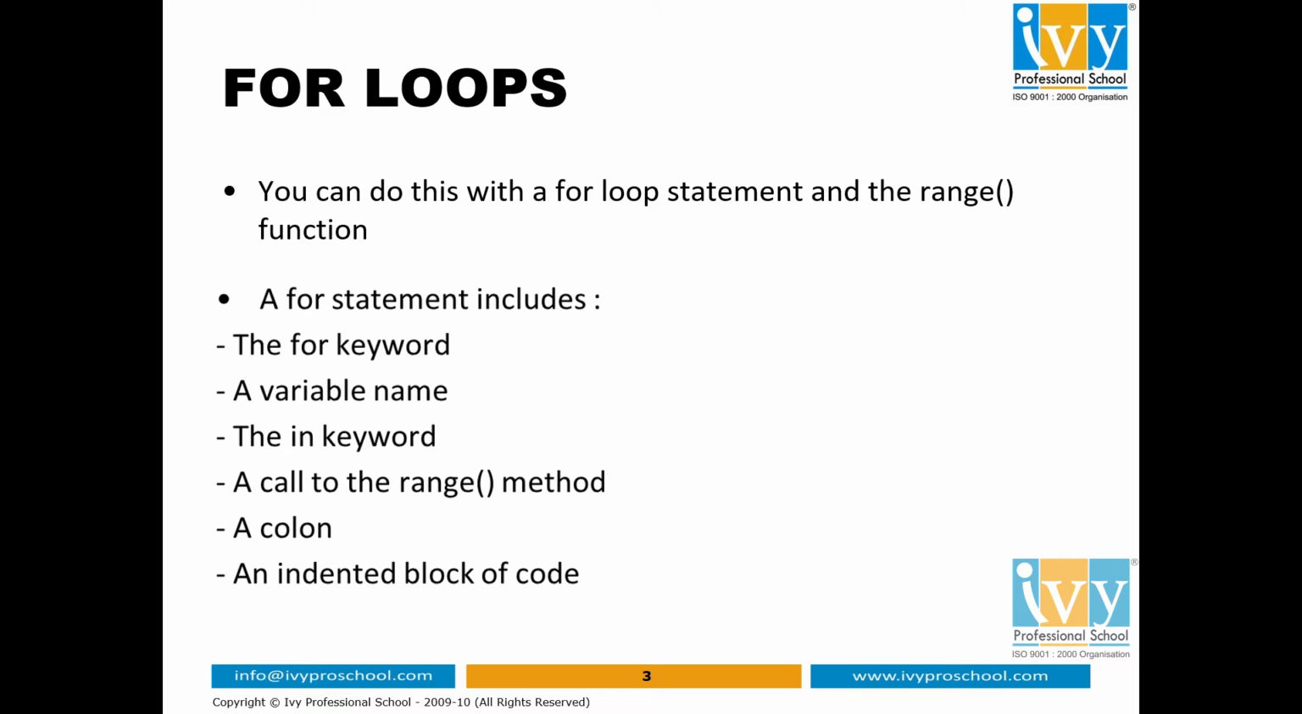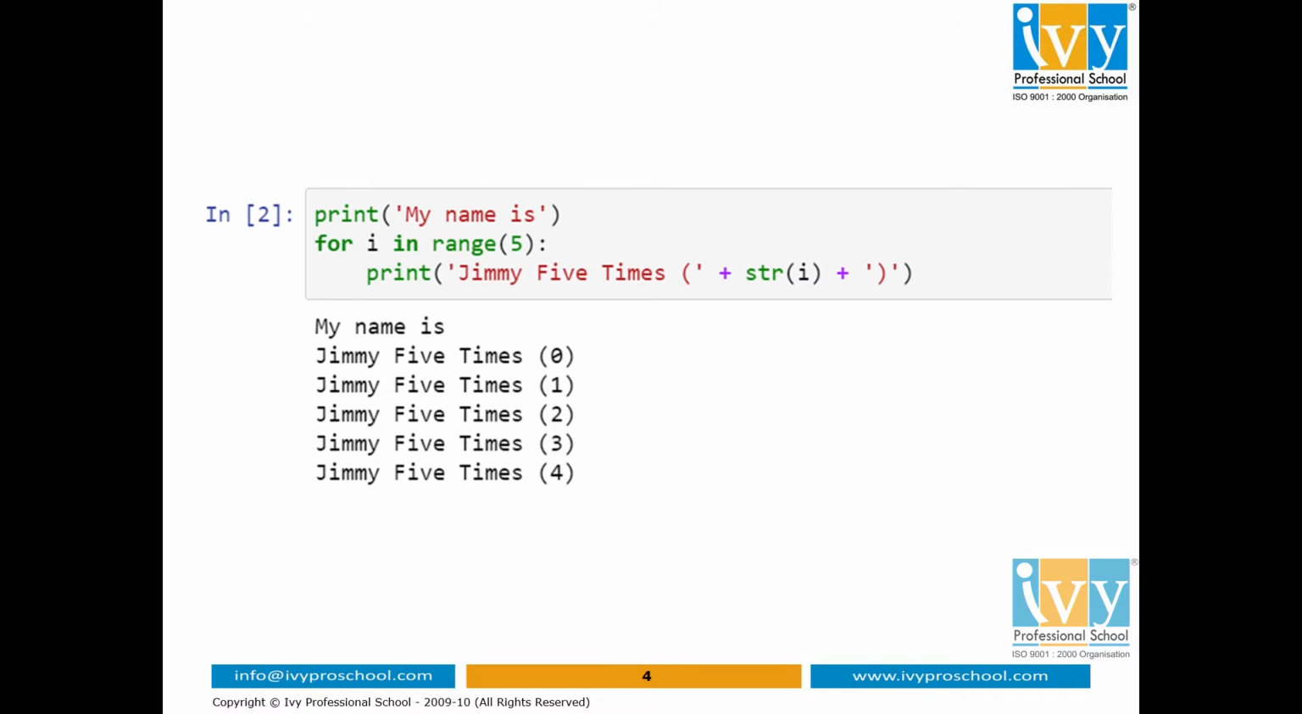Here we will have the for keyword, a variable name, the in keyword, a call to the range method, a colon and a for clause which starts from the next line. Now let's look at an example and see the mechanism behind the code. So this Python snippet which you can see looks really complicated. Let me explain it with the help of a flowchart.